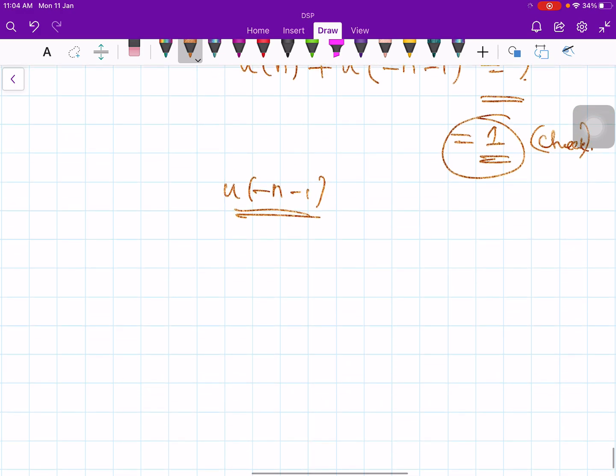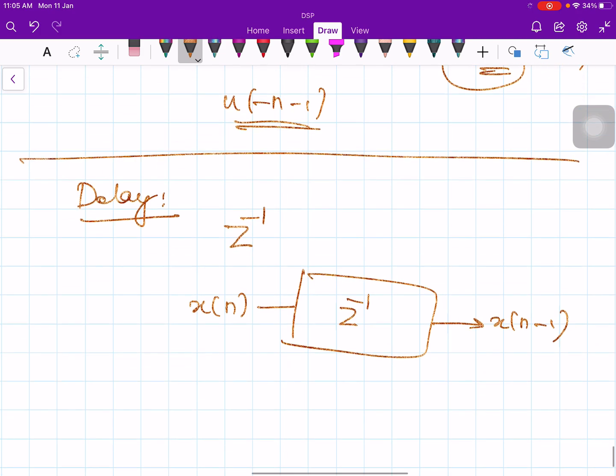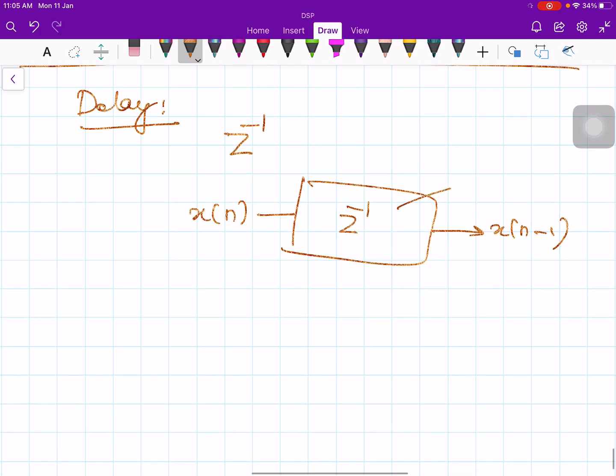The next operation is delay. Delay will be represented by a special symbol z to the minus 1, the significance of which we shall discuss later, but it simply means that if you have x of n as the input, the output will be x of n minus 1. You give it to the delay z to the minus 1, and the output will be x of n minus 1. This is a one unit delay.